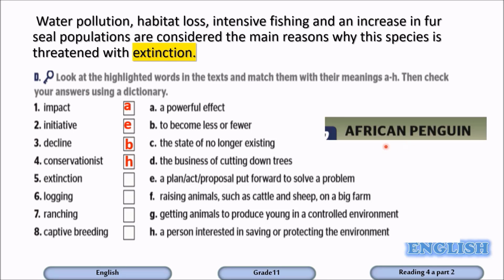Alright, once again, we are still in the African penguin passage, and we are going to identify the meaning of the word extinction. Water pollution, habitat loss, intensive fishing, and an increase in fur seal populations are considered the main reasons why this species is threatened with extinction. So the key word here, threatened. This word can help me identify the meaning of the word. It is threatened, so there is something bad or dangerous that would happen to these creatures or species. So what do you think the word extinction means? Very good. It means the state of no longer existing, state of dying out.